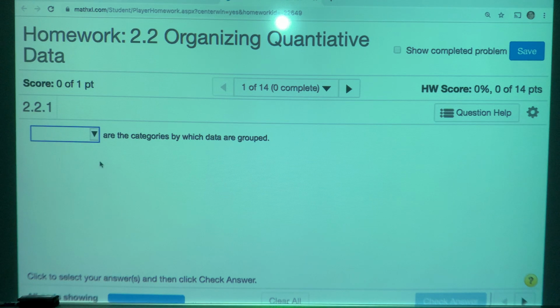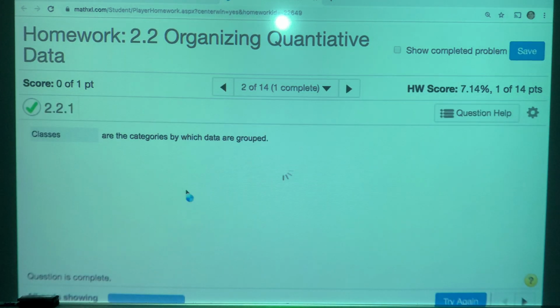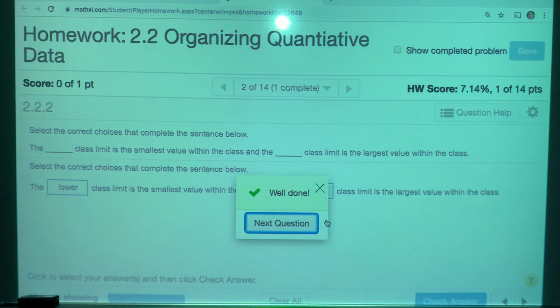Blank are the categories by which data are grouped. This is known as a class. So classes are categories by which data are grouped. All right, the blank class limit is the smallest value. That's going to be known as the lower class limit. And the class limit with the largest value is going to be known as the upper class limit. Okay?